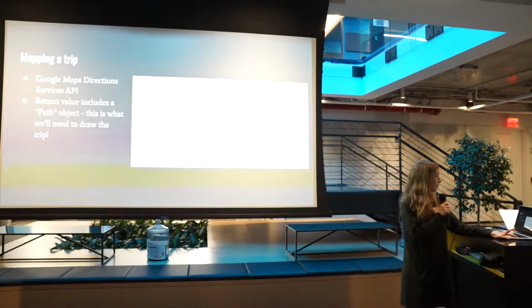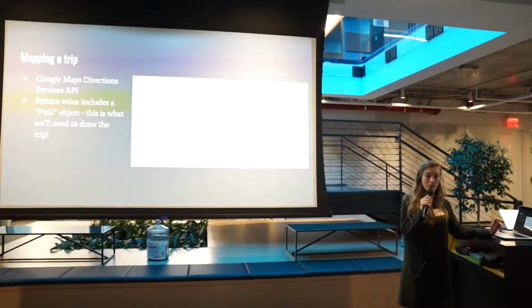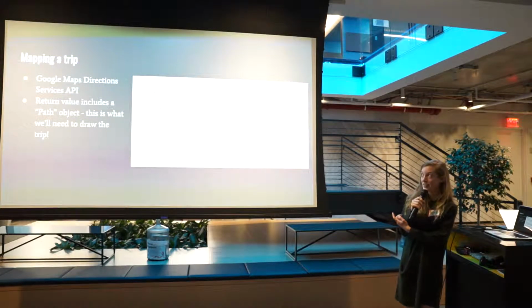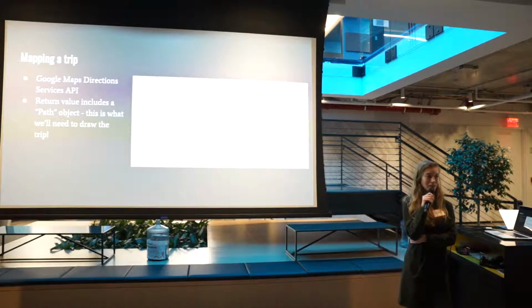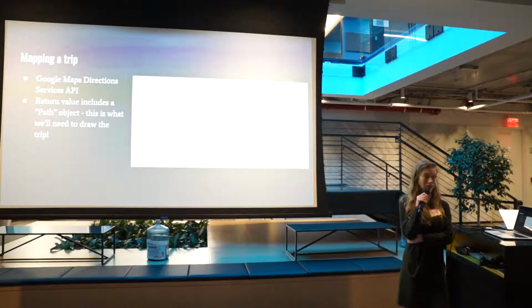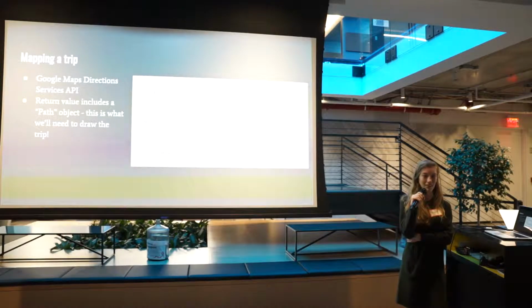It is actually fairly straightforward to map the trip. I used the Google Maps Directions Service API. I sent this request in JavaScript, and I just passed in the latitude and longitude of where each trip started and ended. And I told it I was on a bike. Basically it gives you back a bunch of stuff, but the most important things are the total distance of this route and the path object.